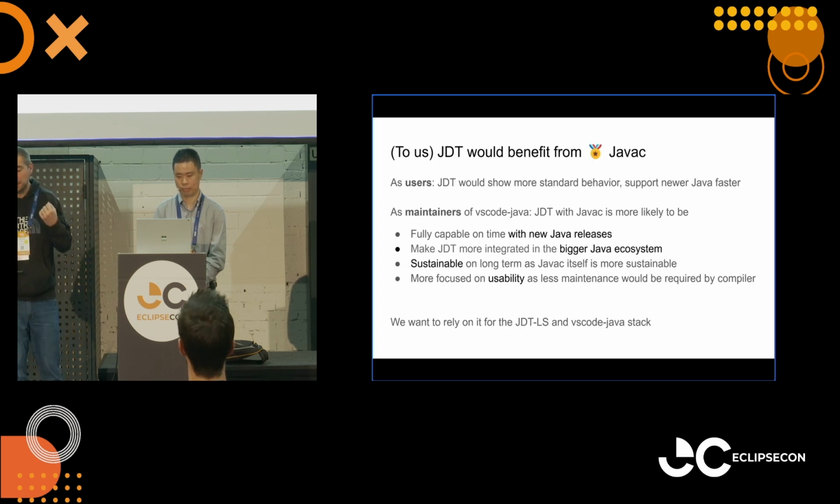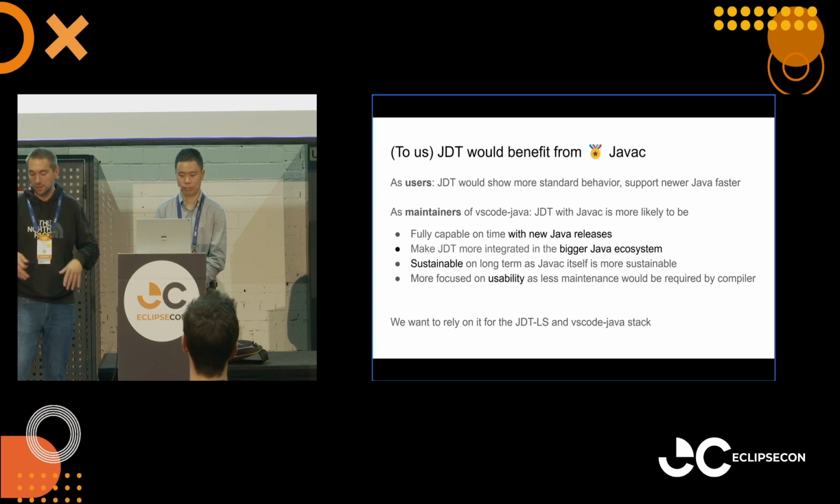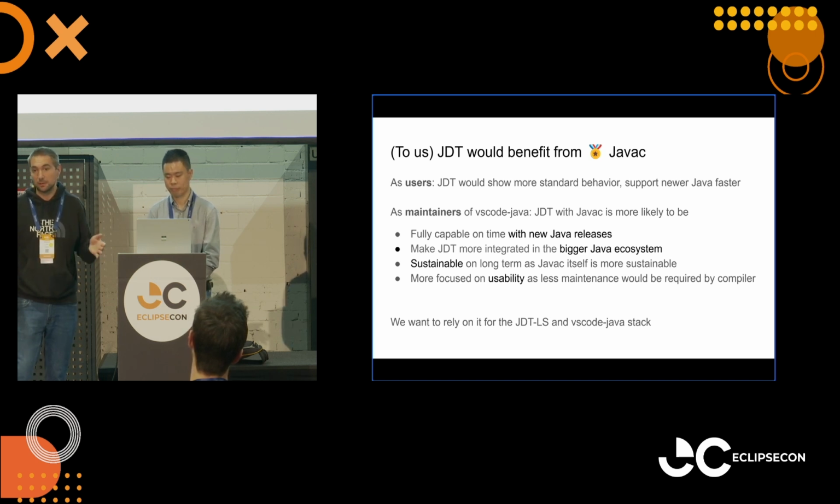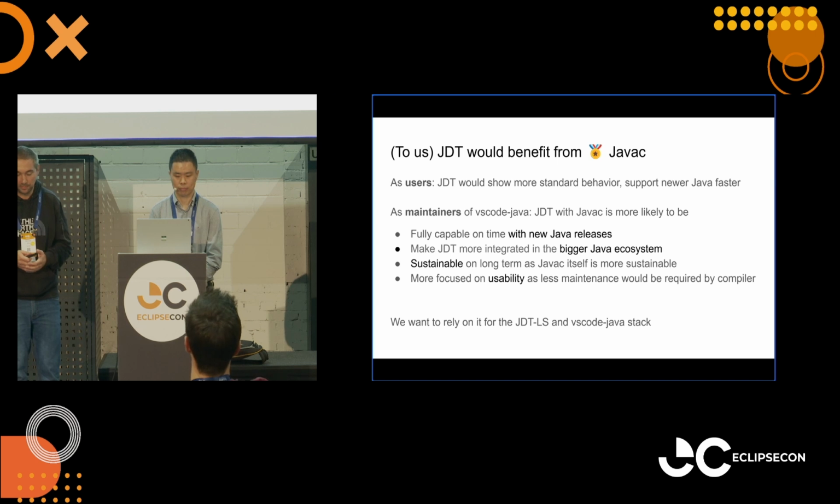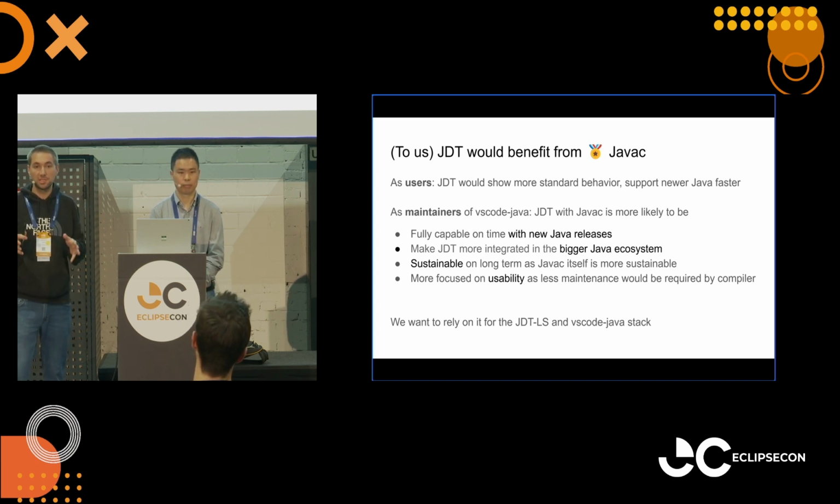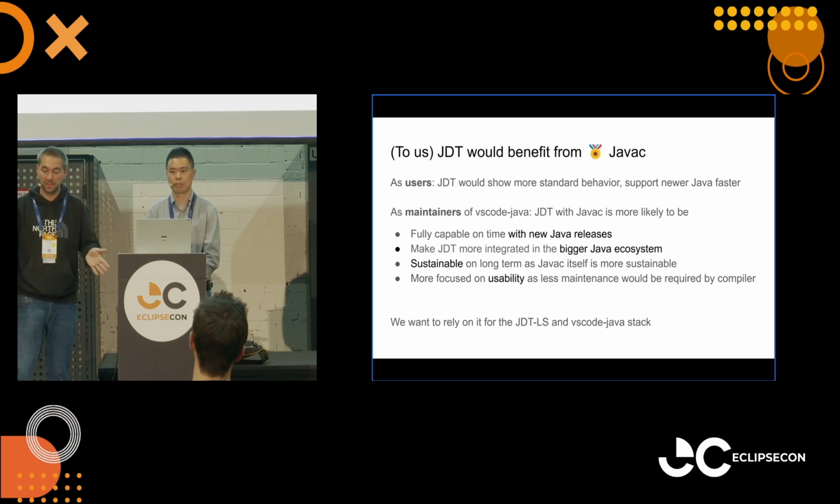So we are convinced that JDT will benefit from using Javac because users will get what they want: basically more consistency with Maven builds or Gradle builds, and also support for newer Java faster. And as maintainers, we believe that using Javac in JDT will make JDT more capable of shipping support for new Java releases earlier because it's already provided by the compiler. It will make JDT integrate better in the bigger Java ecosystem, so JDT will get closer to the OpenJDK project. It will be more involved in the Java specification than it is now. It's already a bit involved, but it could be even more involved.